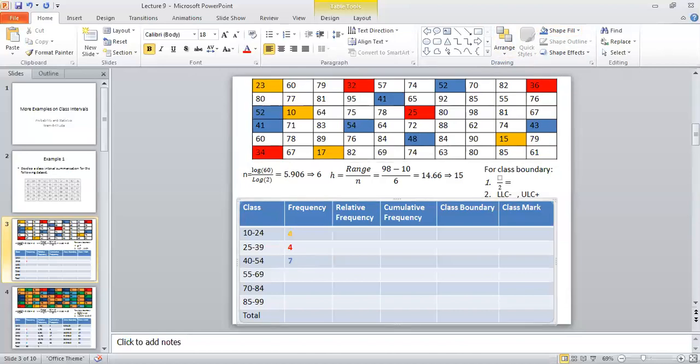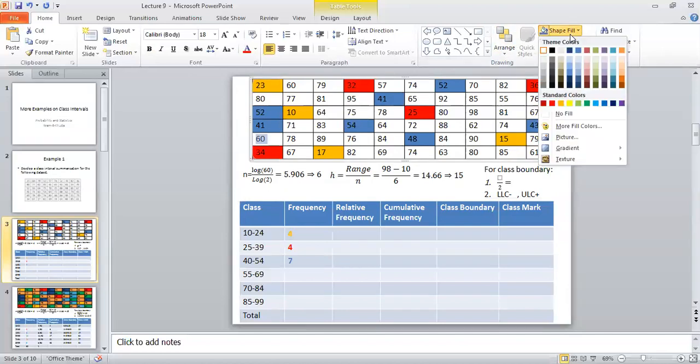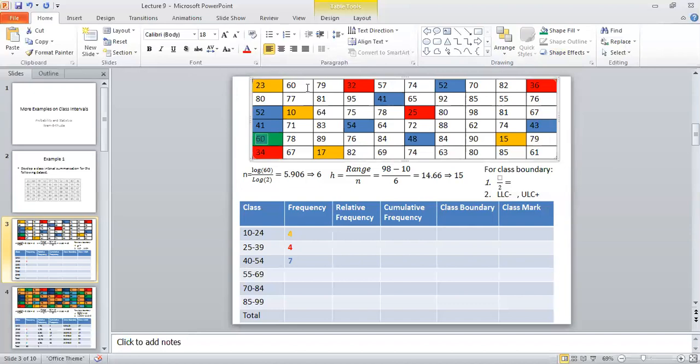Then we have 55 to 69. So 55 to 69, there is one cell present in the first column, and this one goes like this. 55 to 69 is 60. Then we have got 67. And we have got 64.